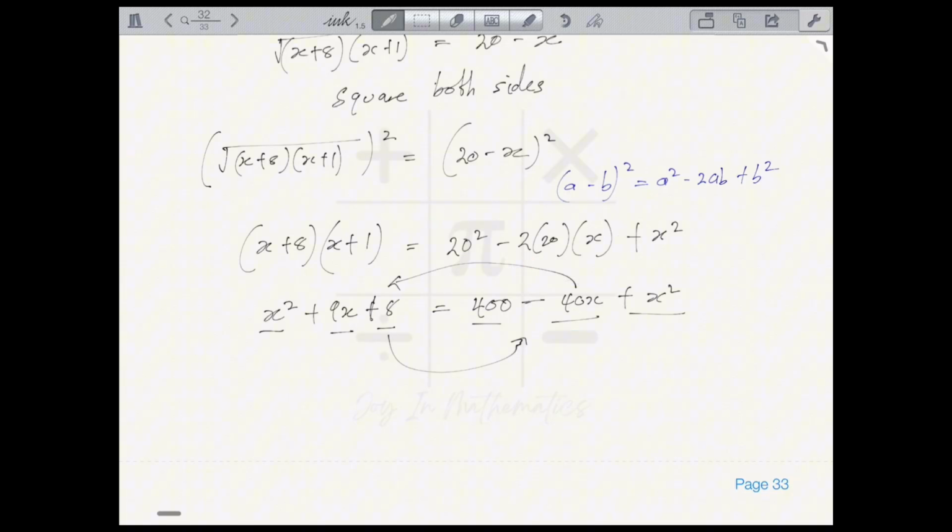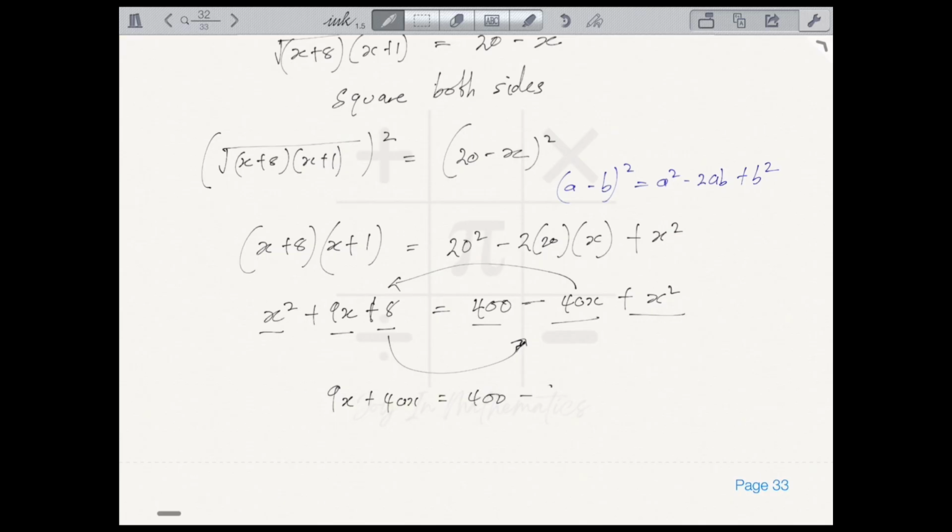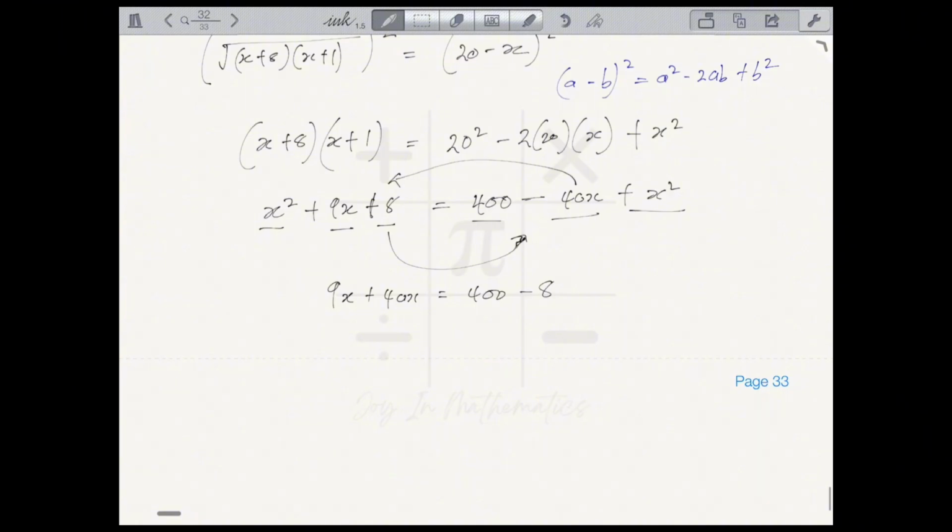Let me repeat that. I take minus 40x to the other side, and I bring plus 8 to the other side. And we remember that x squared and x squared will nullify each other, so we'll be left with 9x plus 40x is equal to 400 minus 8, and this will give us 49x is equal to 392. Therefore x will be 392 divided by 49, which is equal to 8.